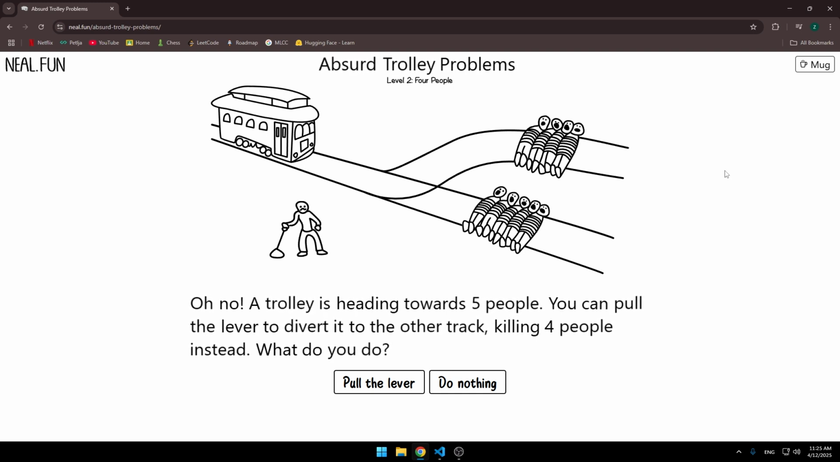Pull the lever. It's a tragic choice, but minimizing harm, saving 1 life instead of 5, is the lesser evil. It's a utilitarian approach. Prioritize the greatest good for the greatest number.